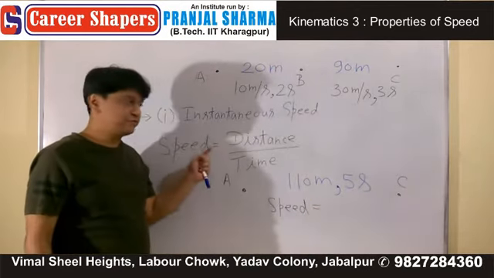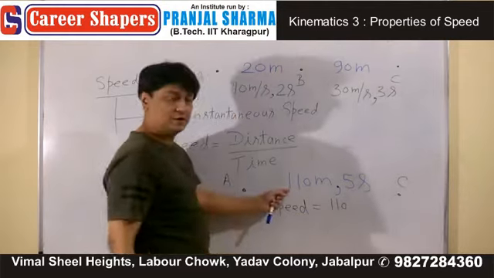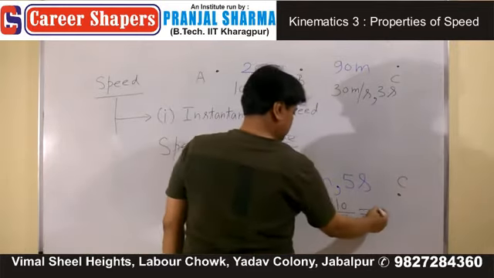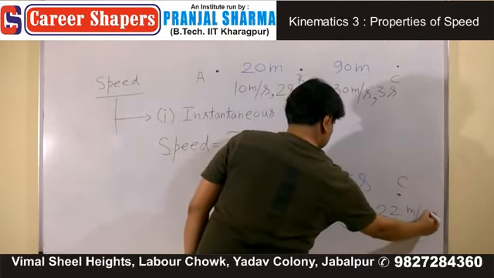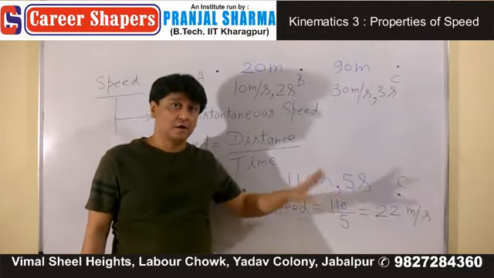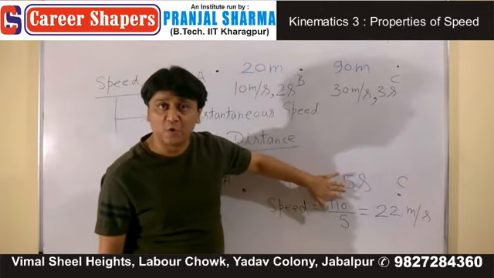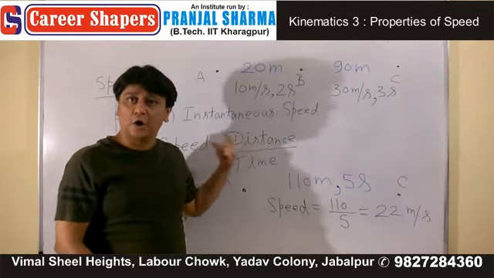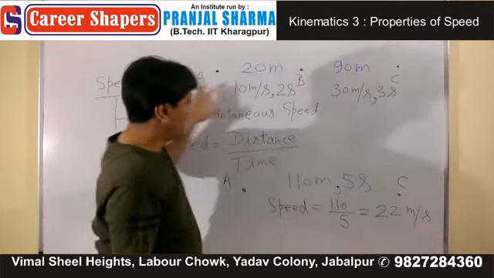You start using this formula, which says distance divided by time. 110 divided by 5. Speed is coming 22 meters per second. Now look at this 22 meters per second. A distance of 110 was covered in 5 seconds. Somebody uses this formula of distance upon time, and he says that the object is moving with a speed of 22 meters per second. But look at the data.